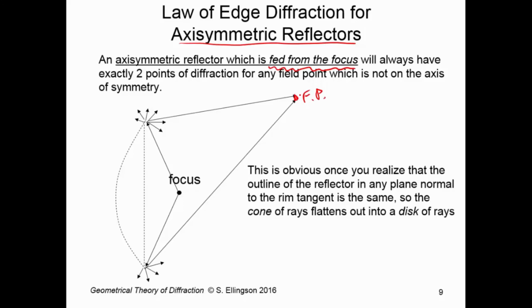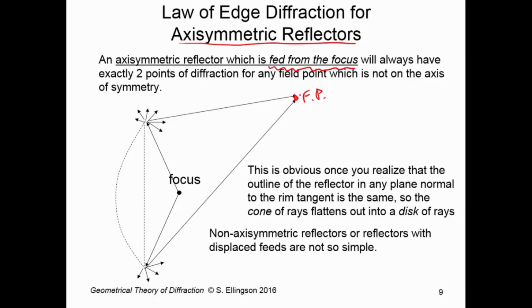Now this is obvious once you realize that the outline of the reflector in any plane normal to the rim tangent is the same. So the cone of rays that we normally have, as I've shown you in the previous slide, flattens out to a disk of rays. So for an axisymmetric reflector, that cone of diffraction becomes a disk of diffraction, and hence this geometry emerges. Now, if you have a non-axisymmetric reflector, such as an offset-fed reflector, or a reflector with displaced feeds, it's not so simple. Those stationary phase points can be at other locations, not necessarily in the same plane.